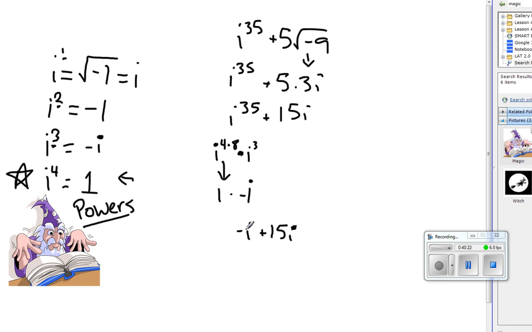At this point, i could be anything. This could be negative x plus 15x. The answer would be negative 15? No, you're adding them. Negative 1 plus 15. Oh, it's 14. It would be 14x. So in this case, negative i plus 15i is just 14i. That's your answer.